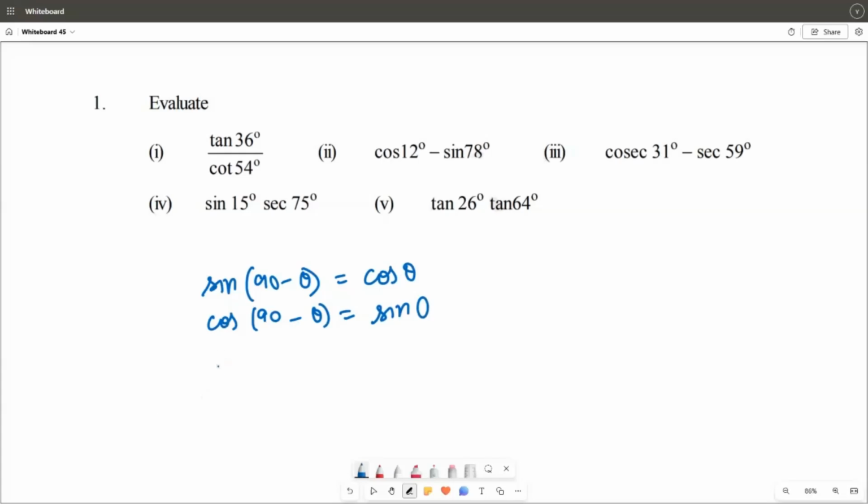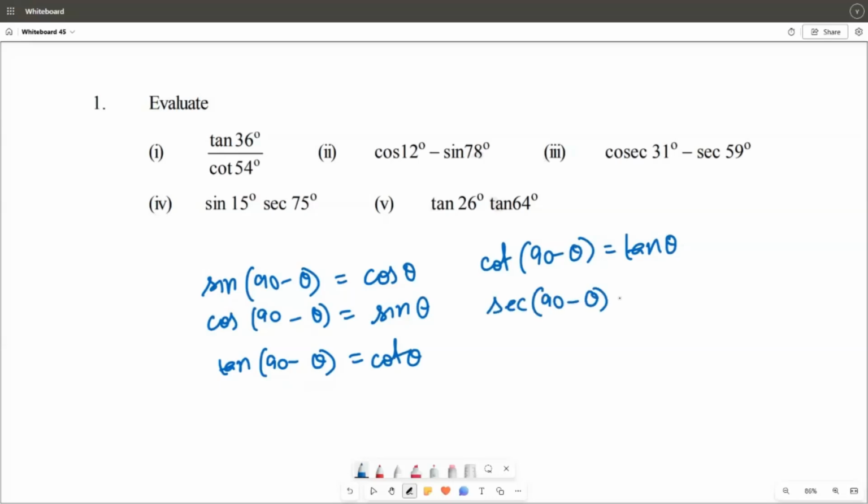And then we have tan 90 minus theta is equal to cot theta. Then we have cot 90 minus theta is equal to tan theta. And lastly, we have secant 90 minus theta is equal to cosecant theta. And then cosecant 90 minus theta is equal to secant theta. So using these six formulas, we are going to evaluate the five problems. So let's see the first one.